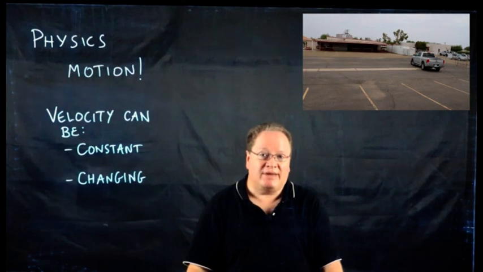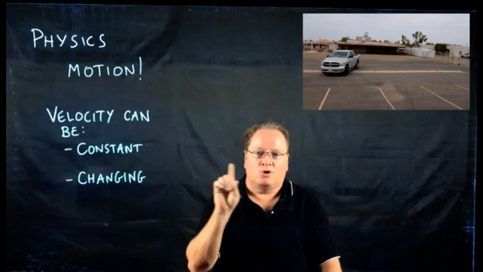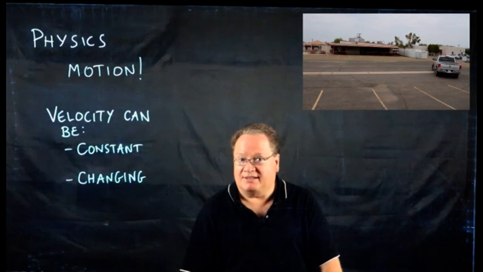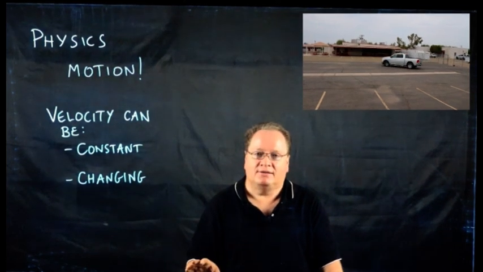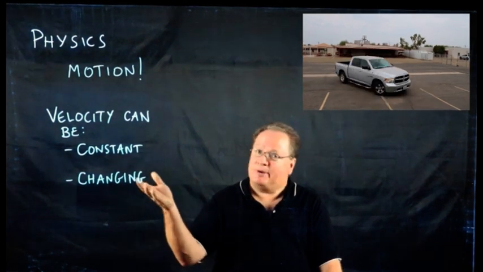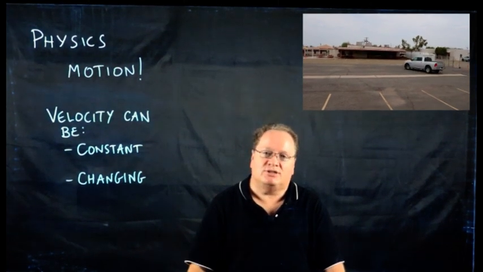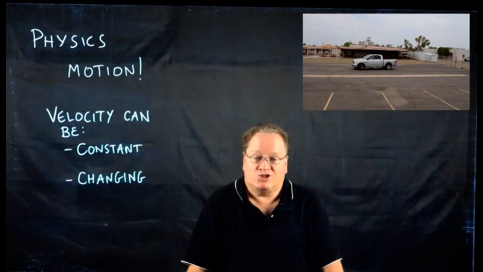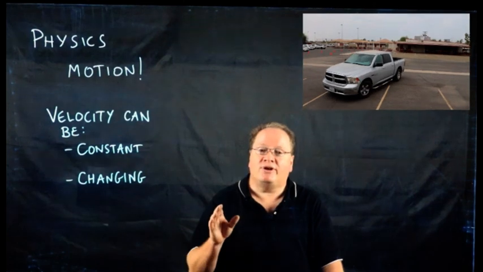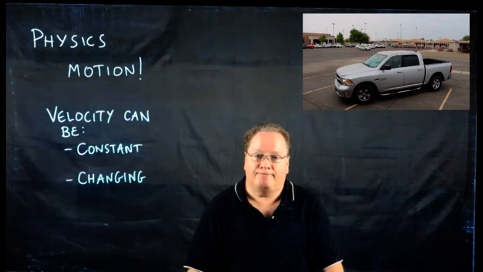What would you say about speed? If it's moving 5 miles an hour the whole time, speed would be constant. But what about velocity? You could guess: velocity depends on direction, and if I'm going in a circle, that direction continually changes, so velocity is changing. You're going to get a change in velocity every single time if you're moving with curved motion, with circular motion.